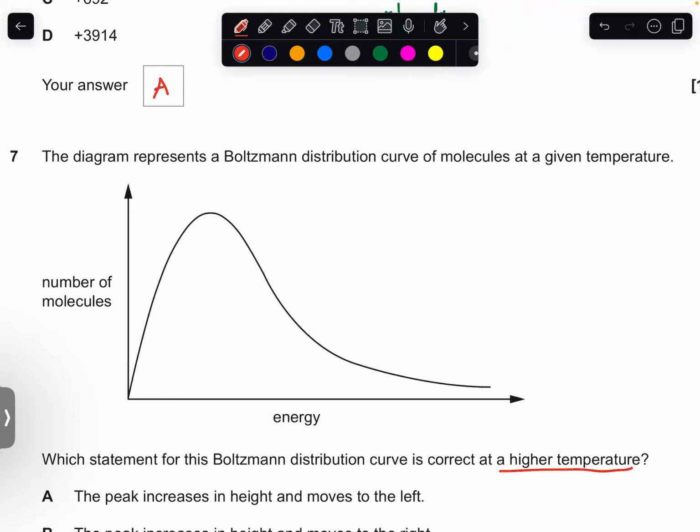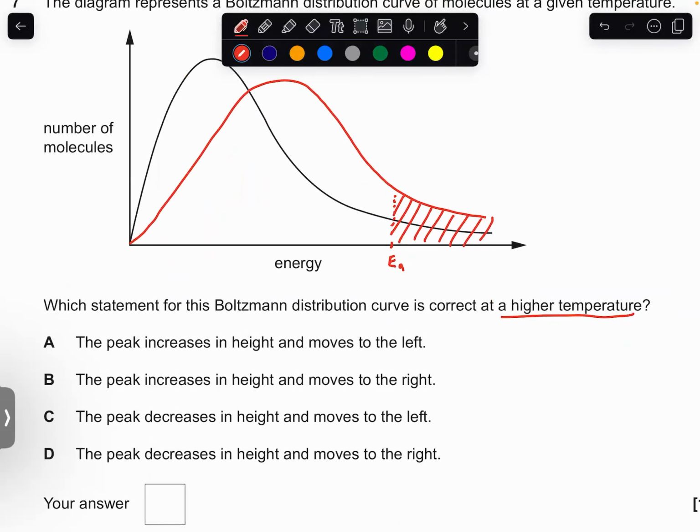You see, at a higher temperature, the peak of the Boltzmann distribution lowers and it shifts towards the right. And because of this, you've got a greater proportion of molecules that have energy above the activation energy. So the peak increases in height? No, it doesn't. These two are ruled out.